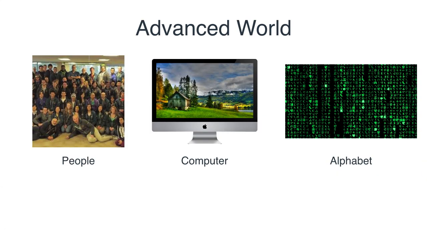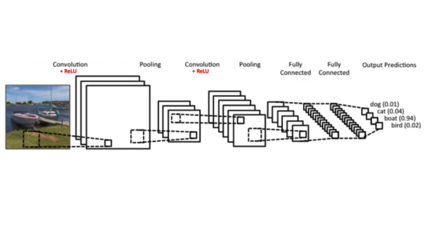Now let's go to a more advanced world. What happens if we have an advanced world with lots of people, a computer with tons of pixels, huge resolution, lots of colors, an alphabet of many letters, and not just letters, but many images that we want to classify? How do we do it? Well, it's the same thing.